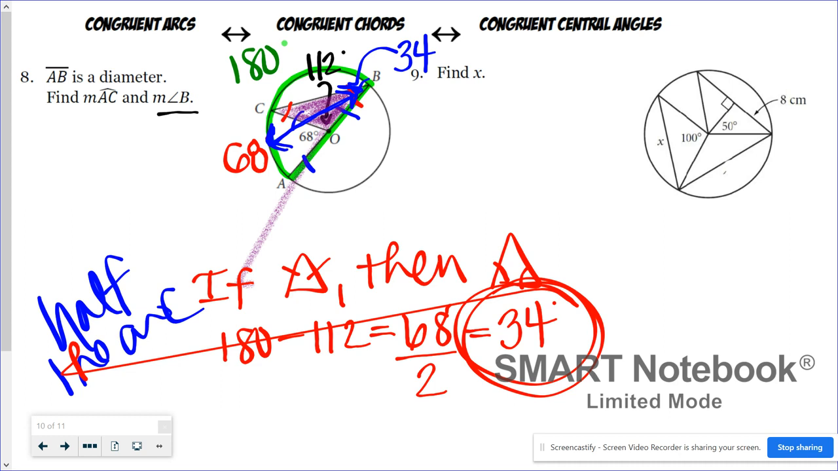Don't go forgetting that because we'll see it, I believe, in the next lesson. I think there's something there. Anywho, if you didn't see that, that's okay. Like I said, it's coming up in a future lesson. All right, last problem. Find x.